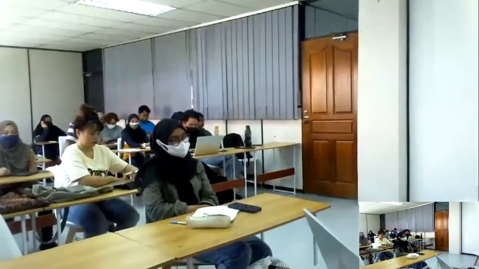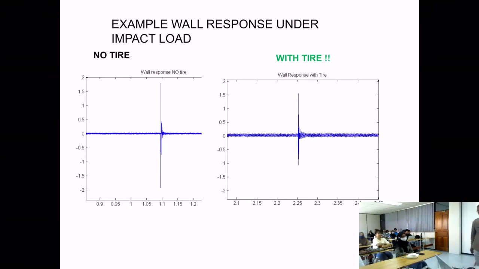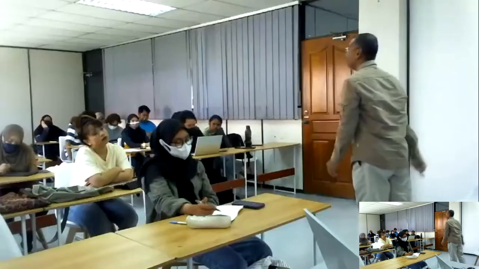So this is the rubber material, in this case tire, right? It can reduce the load or impact. For example, without the tire, this is the amount of load, right? With the tire, the impact will be less, which is good at first glance.